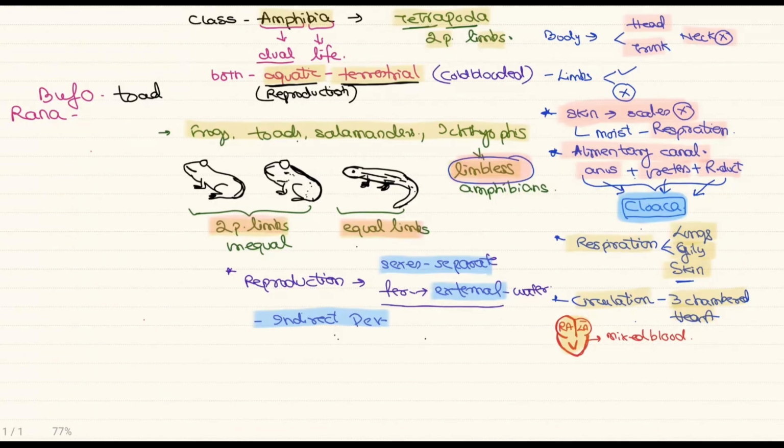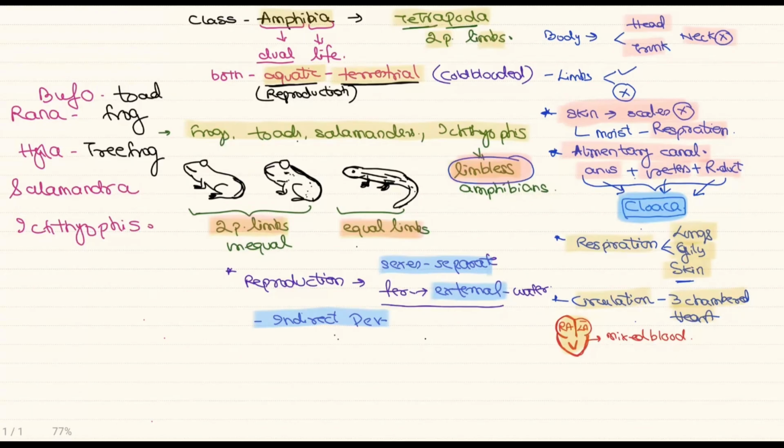Rana is called the frog. Hyla is called the tree frog. Salamandra is called the salamander. And as I told, Ichthyophis is called the limbless amphibians. So these are the common examples: Bufo, Rana, Hyla, the tree frog, Salamandra, the salamander, and the limbless one called Ichthyophis.